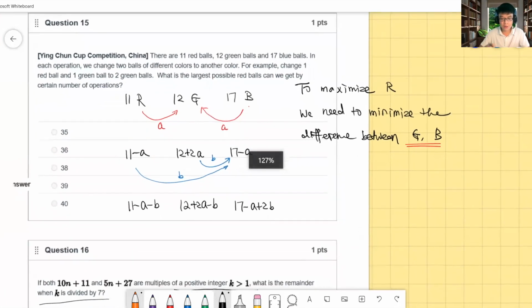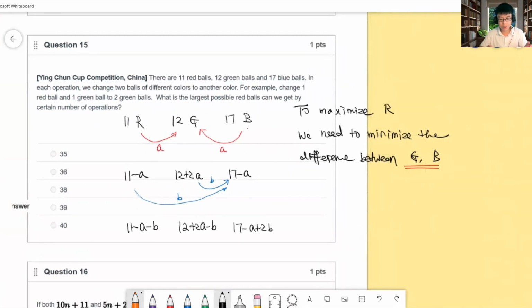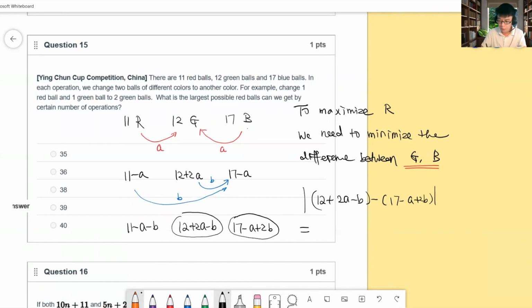Okay, actually only these two kinds of operations matter for the difference, because if both green and blue balls change to red, the difference of green and blue doesn't change, right? So let's see. We have these numbers for green and blue. Let's minimize this difference. If we consider the minimum number, we take the difference. The difference is going to be 3A minus 3B. So 3A minus B minus 5.